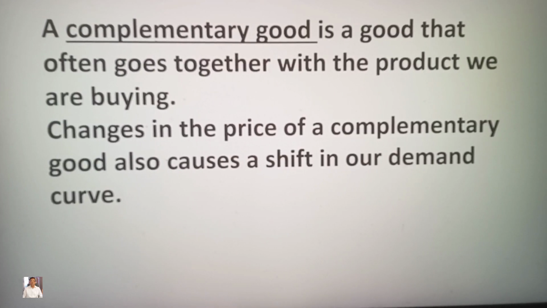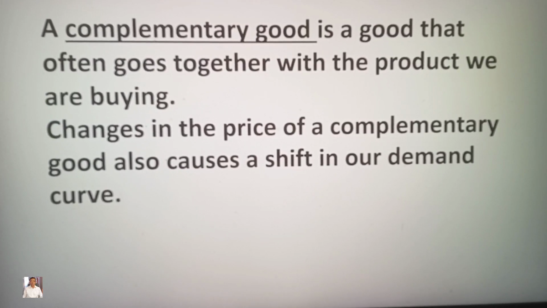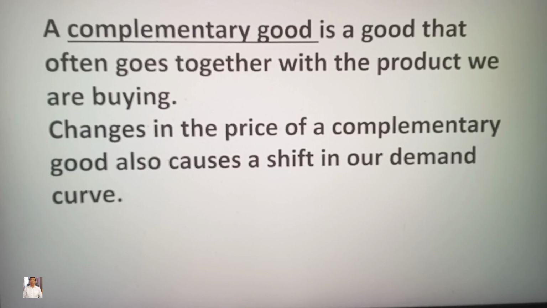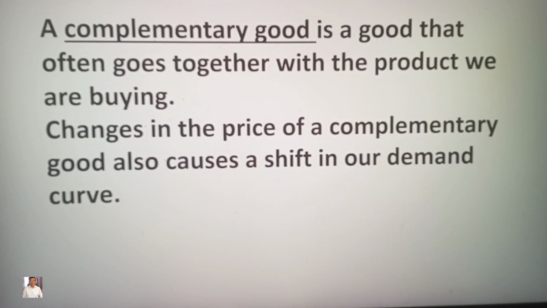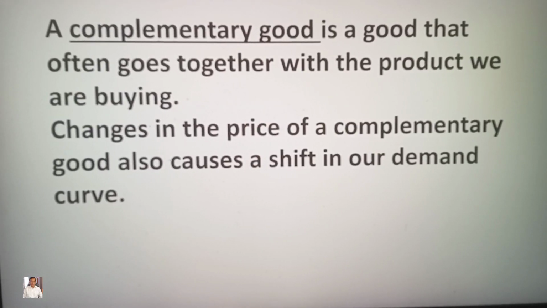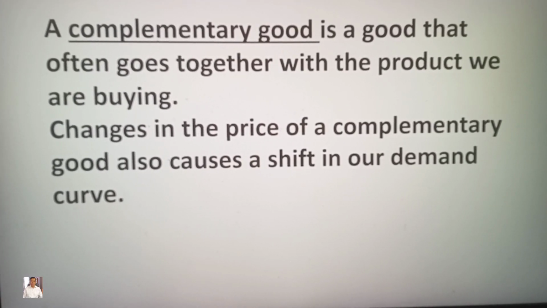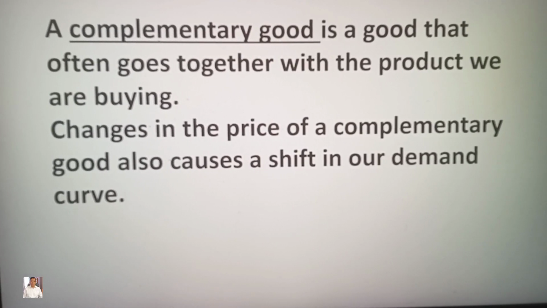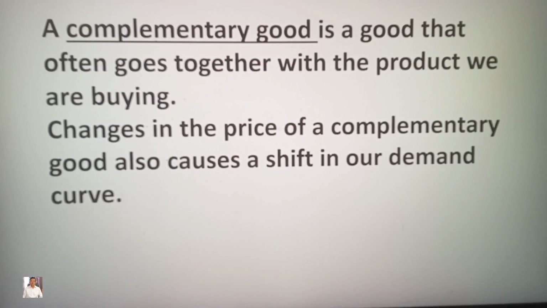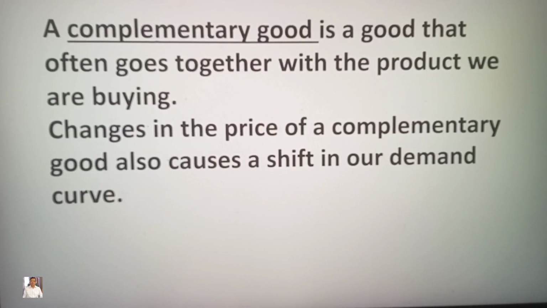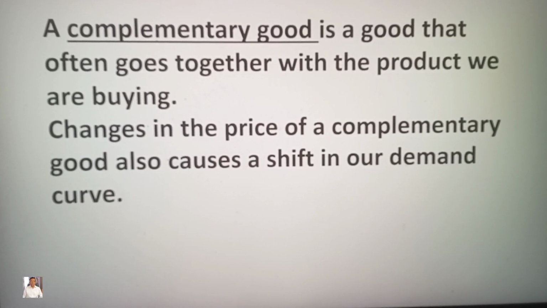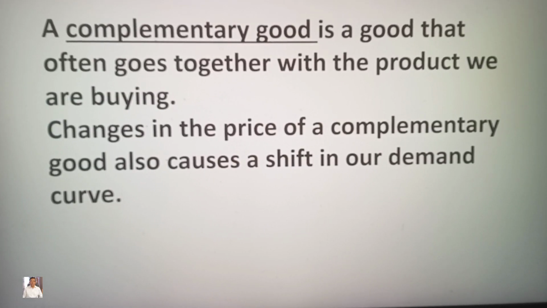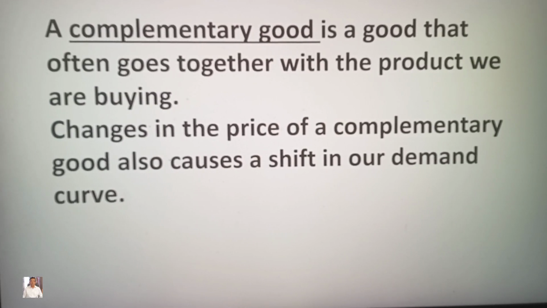Hence, demand curve D of brand B moves right to D1. A complementary good is a good that often goes together with the product we are buying. Changes in the price of a complementary good also causes a shift in our demand curve. For example, if there is a steep rise in the price of milk, people will stop buying cereal for breakfast since milk is a complementary good for cereal and is now relatively expensive.